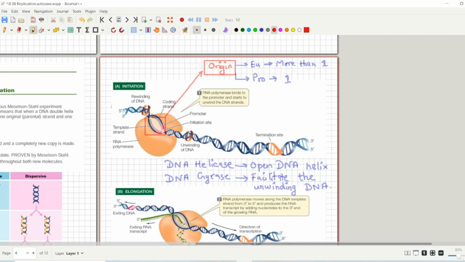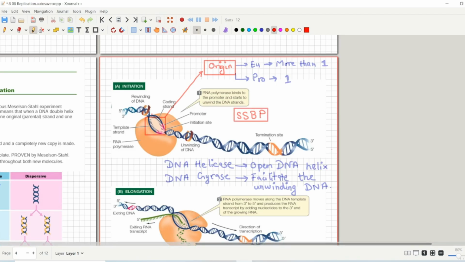So what does this protein do? It will actually bind both of the strands of DNA and it will prevent the DNA from coming back. So the enzyme name is single-strand binding protein. We will say it SSB, single-strand binding protein, SSBP. So what does SSBP do?